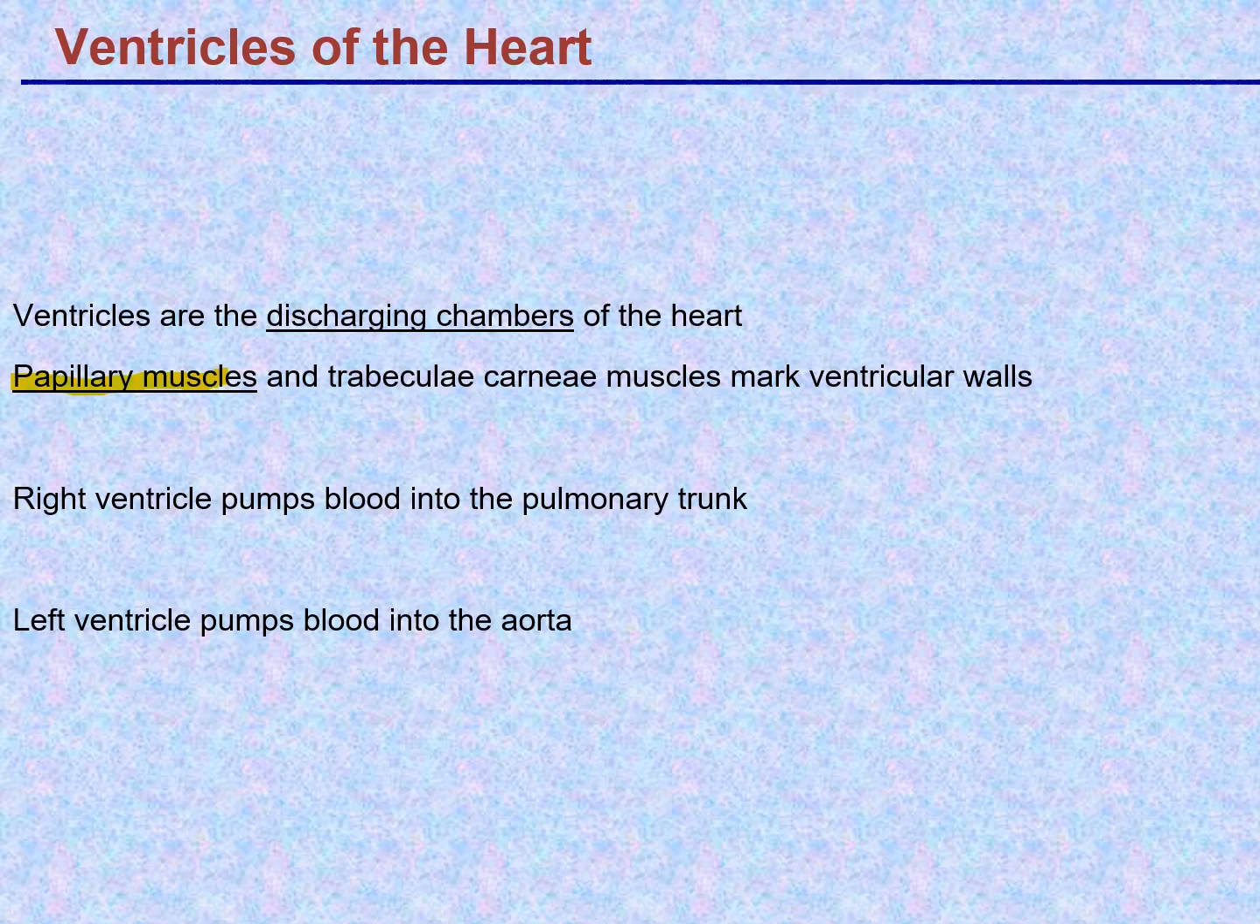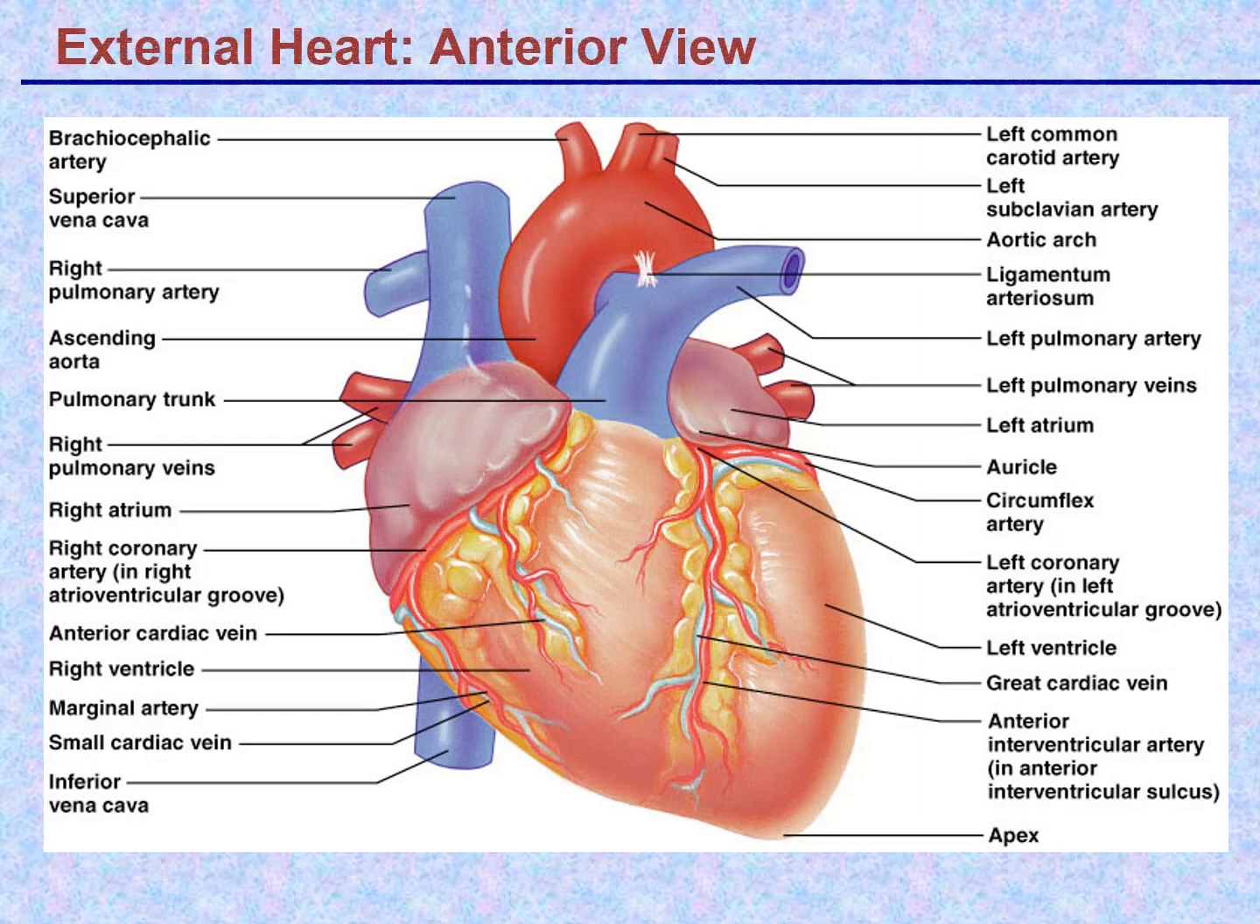The right ventricle pumps blood into the pulmonary trunk, and the left ventricle pumps blood into the aorta. And here you see that the right ventricle is there in that area of the heart, and the left ventricle is here. Let's move on.